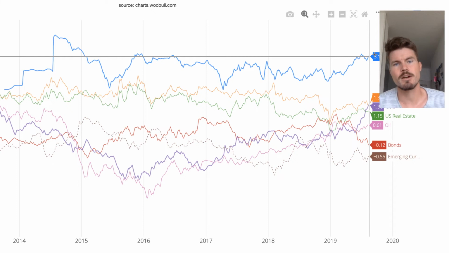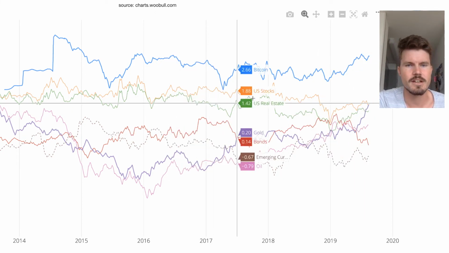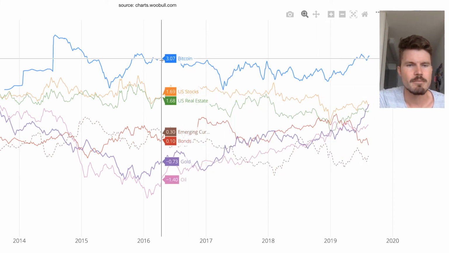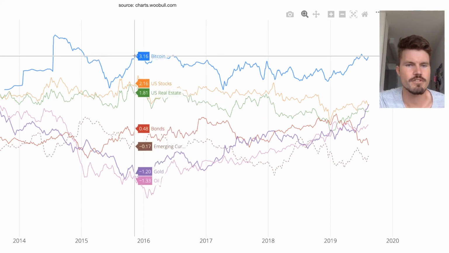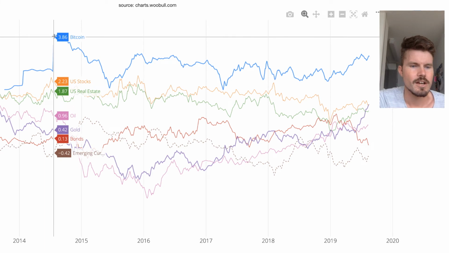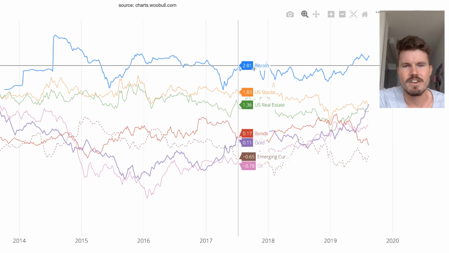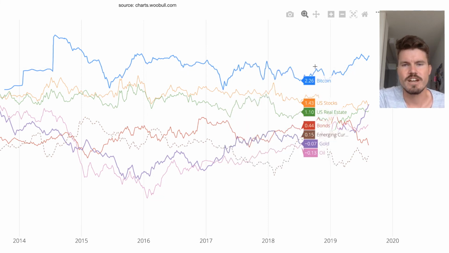So basically, the Sharpe ratio, the higher the number, the better it is, and the lower the number, the worse it is. And it's nice, you can look at the different periods in time. When was the best Sharpe ratio for the different asset classes? So, for example, in mid 2014, Bitcoin had a Sharpe ratio of 3.86, which is fantastic. But all in all, as you can see, Bitcoin had a very good Sharpe ratio.